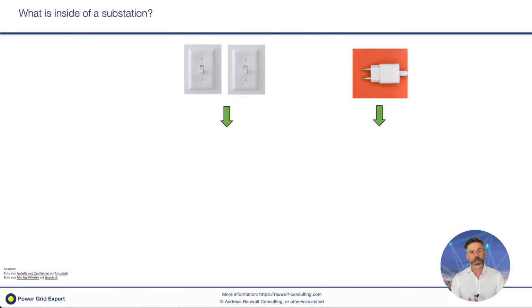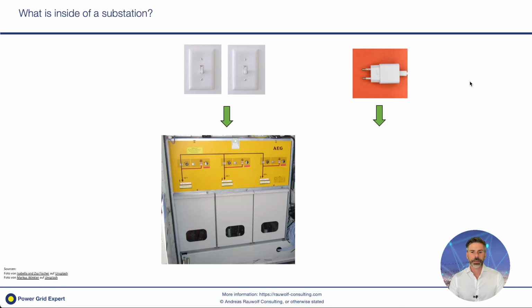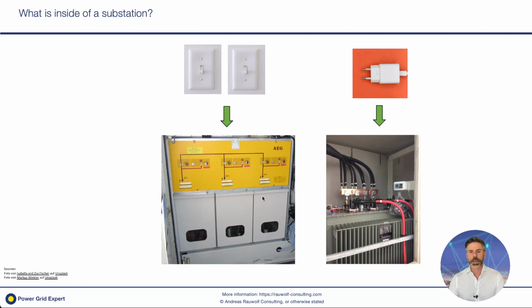So let's have a look inside the substation. What's inside? I already said there is a switchgear and a transformer. To give you an example from the low voltage, what's basically in there is two switches and an AC adapter. The switch is the medium voltage switch, and the AC adapter is the transformer. Everything looks a bit bigger, but basically the task is exactly the same.